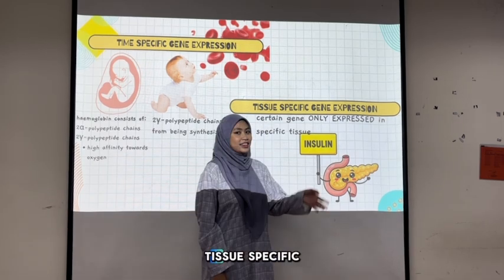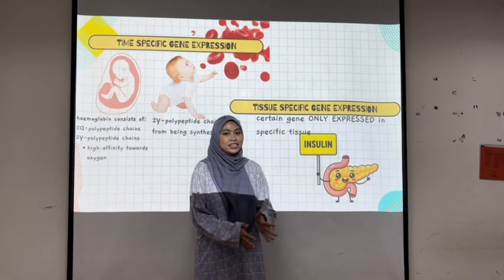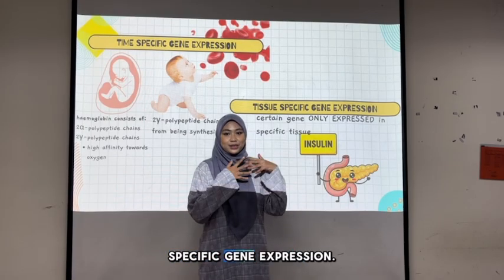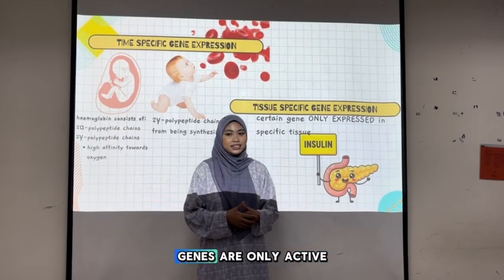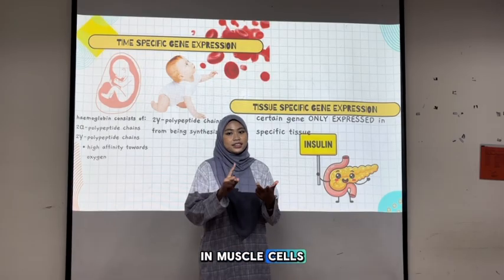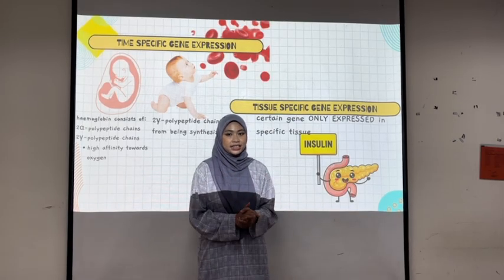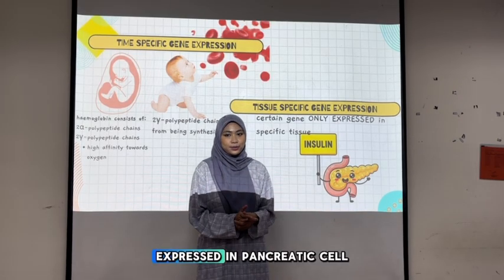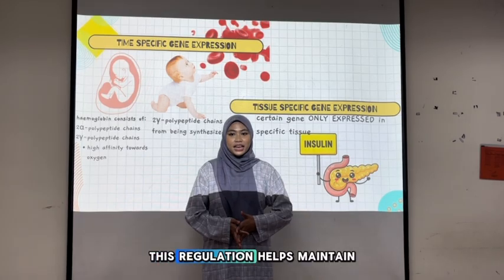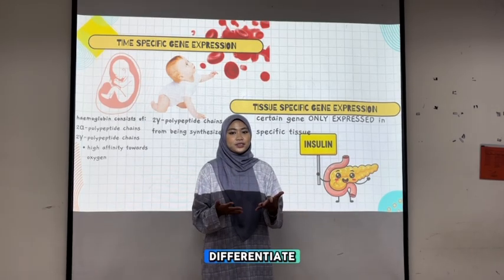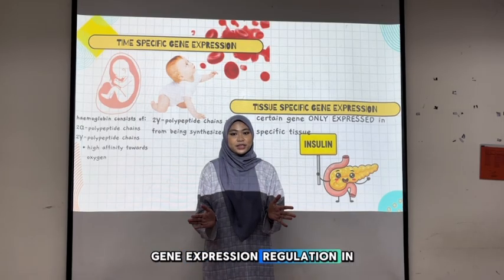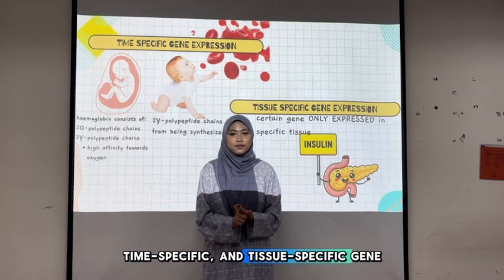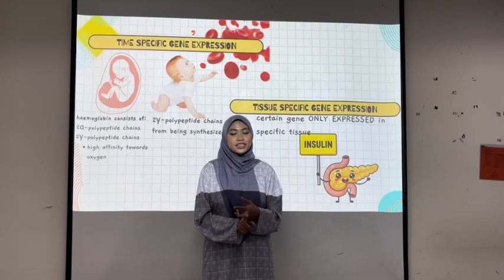The last one is tissue-specific gene expression. Another important type of regulation is tissue-specific gene expression. This means some genes are only expressed in certain tissues. For example, certain genes are only active in muscle cells, nerve cells, or blood cells, depending on their function. For instance, insulin is only expressed in pancreatic cells. This regulation helps maintain cellular balance and allows cells to differentiate, specialize, and develop properly. So, in summary, gene expression regulation in eukaryotes is tightly controlled, involving continuous, time-specific, and tissue-specific gene expression.